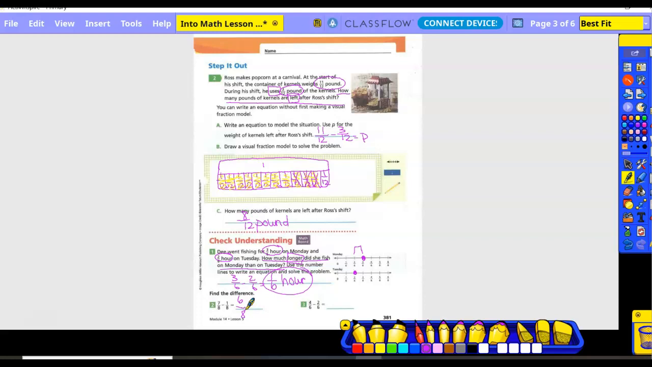3/4. Okay, next one, 4/6 minus 2/6. Can I just go ahead and subtract that out? Yes, because they have a common denominator. What is 4/6 minus 2/6? 2/6. If that was simplified, could I simplify it? Yes, to 1/3, right? Okay.